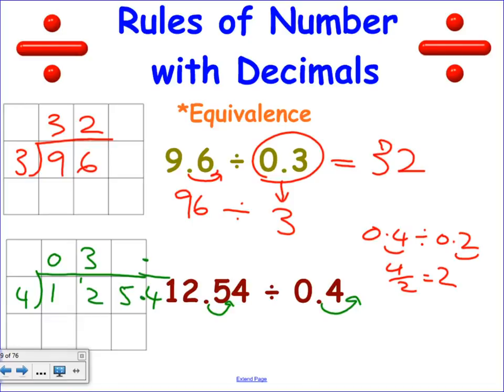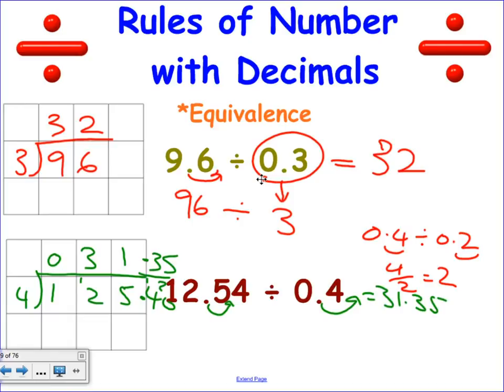Okay. 4 into 5 goes once, remainder 1. 4 into, and so on. Okay? Yeah, I could carry on doing the division. 4 into 14 goes 3, remainder 2. 4 into 20, 5 times. So it would be 31.35 would be the answer.